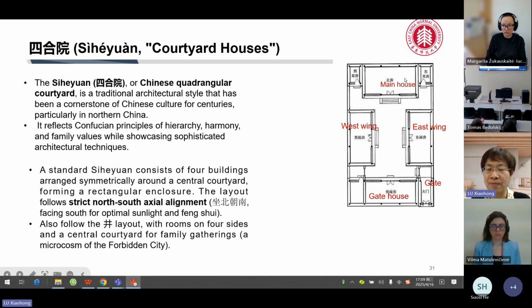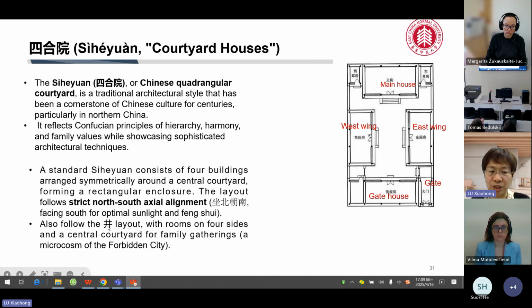So here, the main house is on the north, facing south. It's the most important building. Then we have the west wing and the east wing, the buildings for the younger generation. The main house here is for the parents, the older generation. And it also follows the Jing layout.